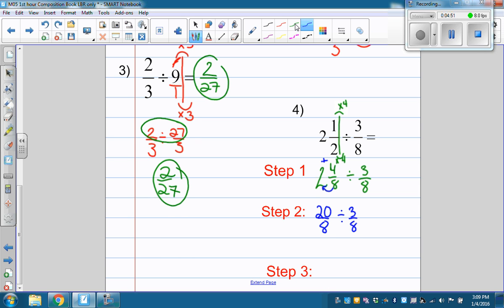And then the last step, make a fraction. 20 divided by 3, which is 6 2/8. So your final answer is 6 2/8.